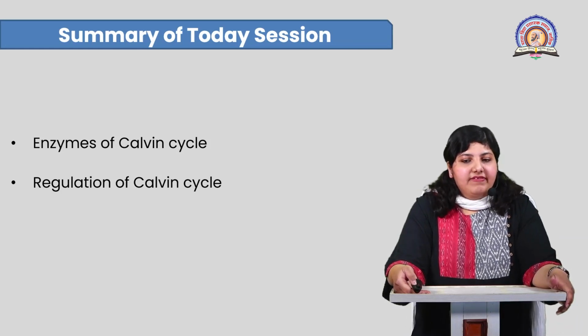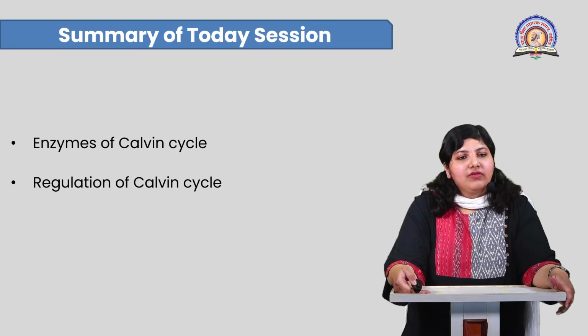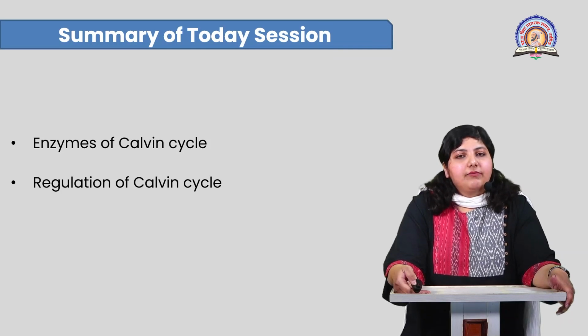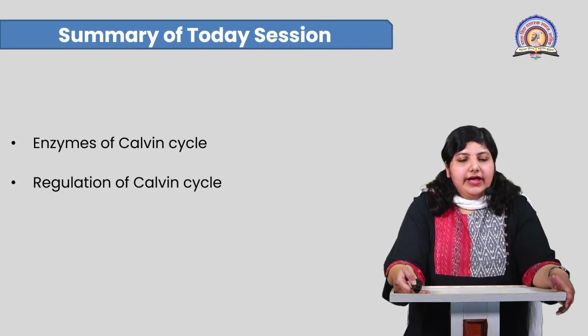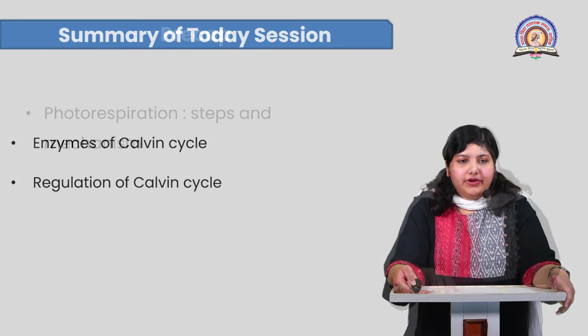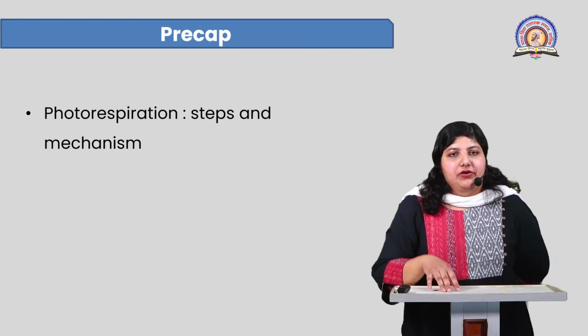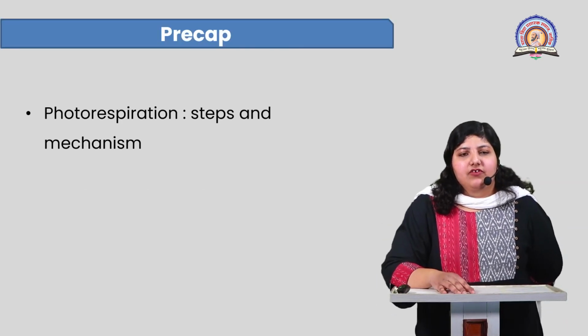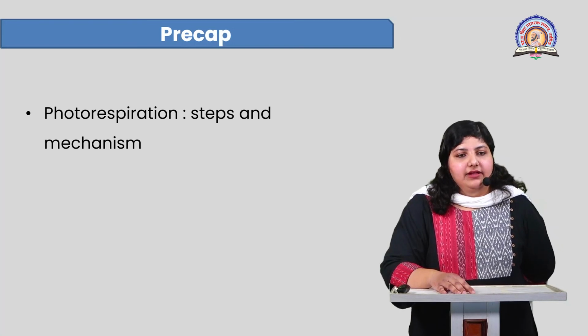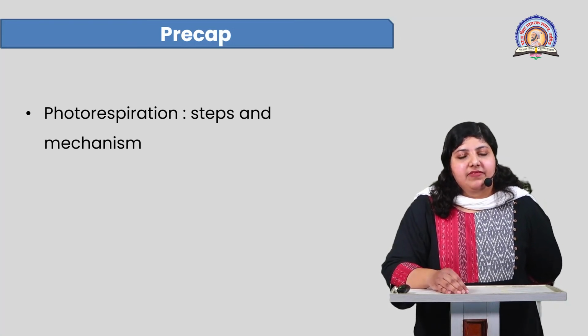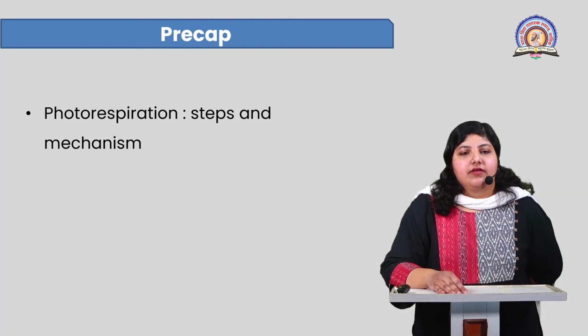The other 4 enzymes in the list are activated by the ferredoxin thioredoxin system. And we have seen the overall regulation of the Calvin cycle and why it is important. In the next lecture, we will be talking about photorespiration, which is also known as the C2 cycle. We will be seeing the different steps and the mechanism of photorespiration, and the significance of this cycle.